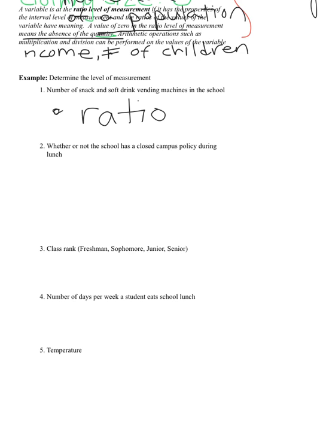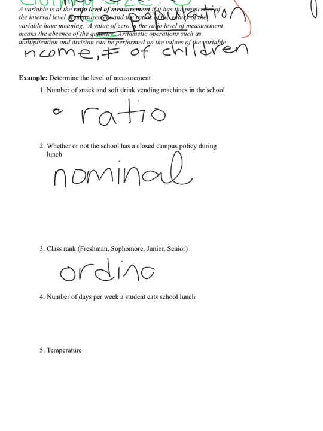Whether or not the school has a closed campus policy during lunch, the values would be yes, it's closed, or no, it's not closed. Not really a natural order. All we're doing is naming those options, so it's nominal. Class rank: freshman, sophomore, junior, senior. We already talked about that. That's your ordinal.